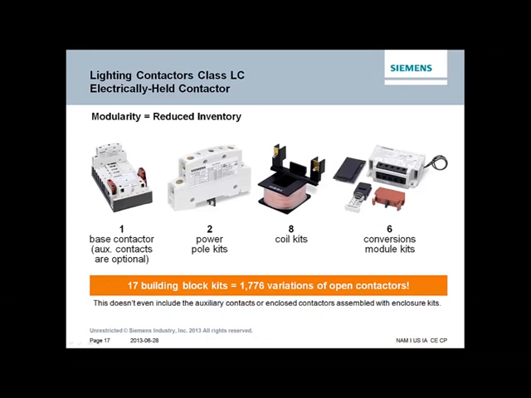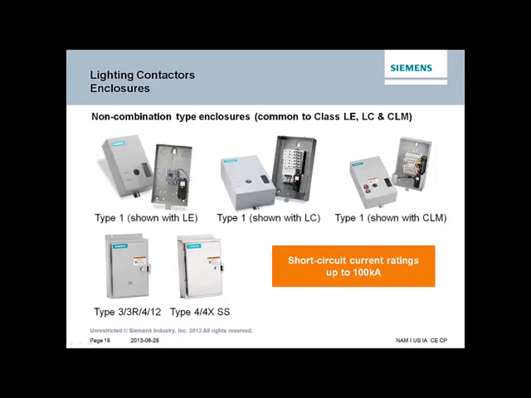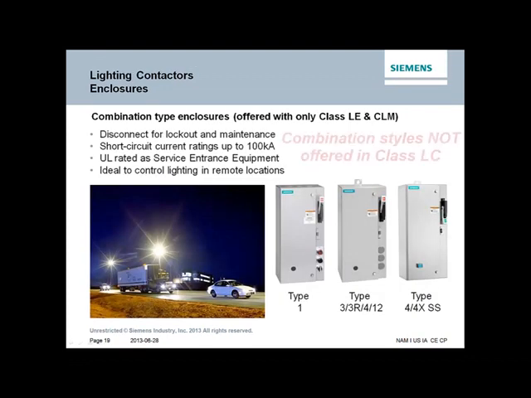Again, as far as enclosures, we offer the non-combination type of enclosures. Same enclosure types that we use across the board for the Class LE, LC, and CLM. And they include short circuit ratings up to 100,000 amps. We also offer combination type enclosures. These are limited to the Class LE and CLM. We do not offer these combination types with the Class LC.